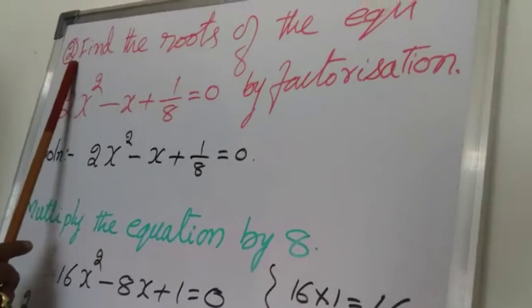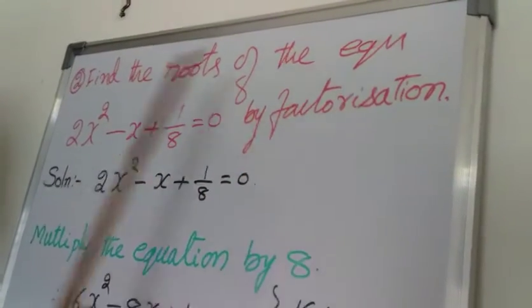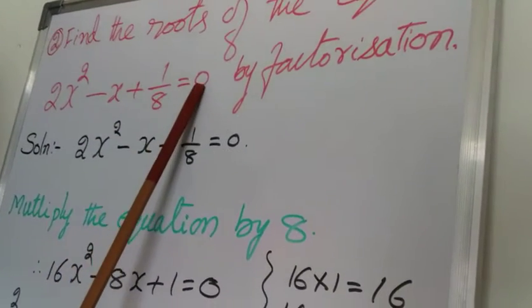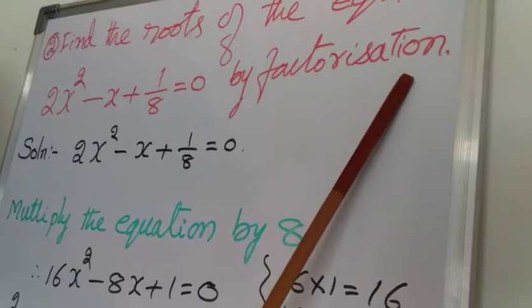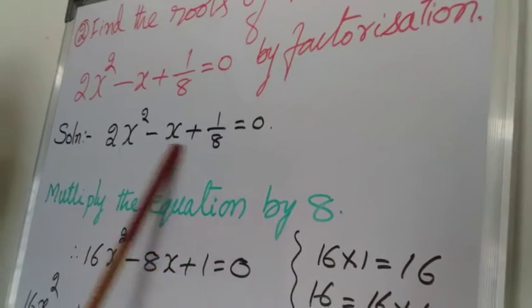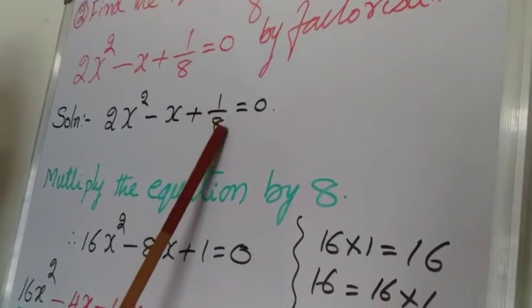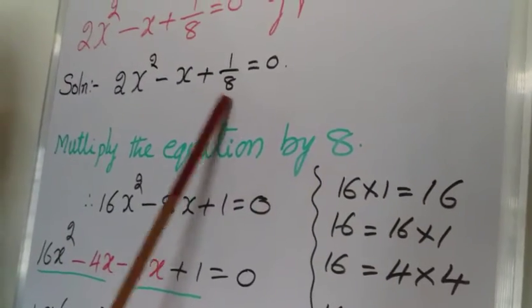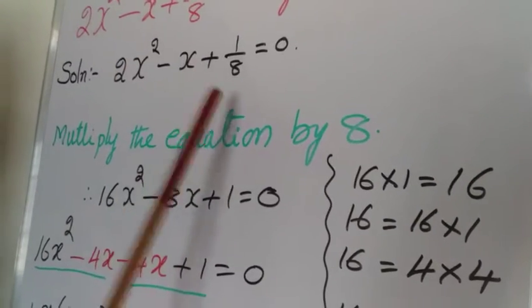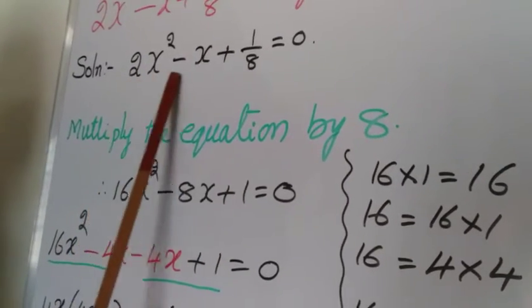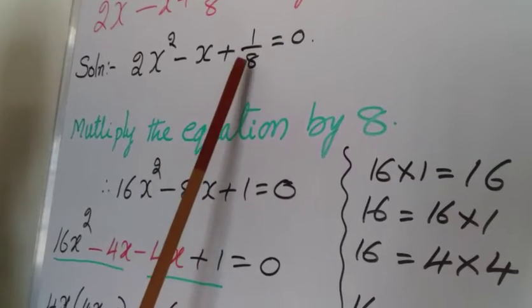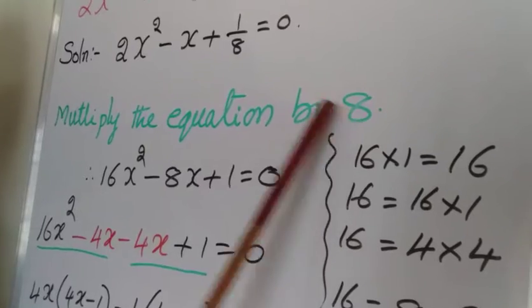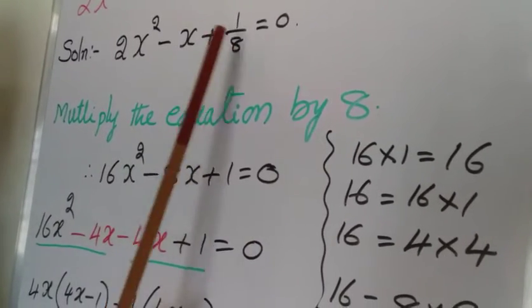Second problem: find the roots of the equation 2x square minus x plus 1 by 8 equal to 0 by factorization. This is the problem in which one term has a denominator. For factorization, it is better if you remove the denominator. How to remove the denominator? Take the LCM of all denominators. This 8 is the LCM. Multiply all the terms by 8. Then automatically the denominator cancels.